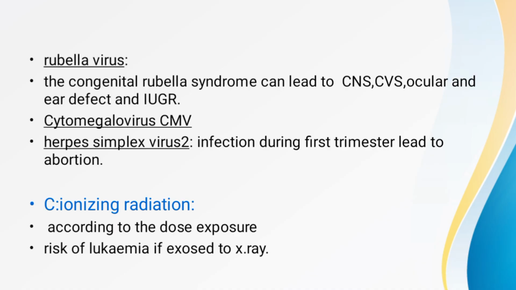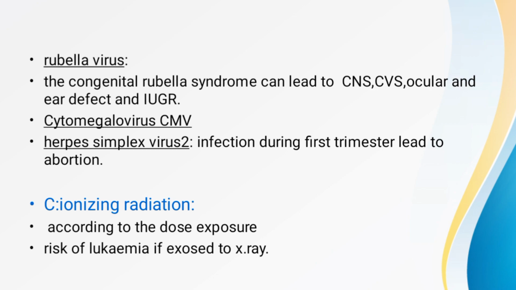Rubella virus, if the mother is affected by rubella virus, the congenital rubella syndrome can lead to central nervous system, cardiovascular, ocular, and ear defects, and even intrauterine growth retardation. Also, cytomegalovirus and herpes simplex virus 2. In herpes simplex, infection during the first trimester can lead to abortion.